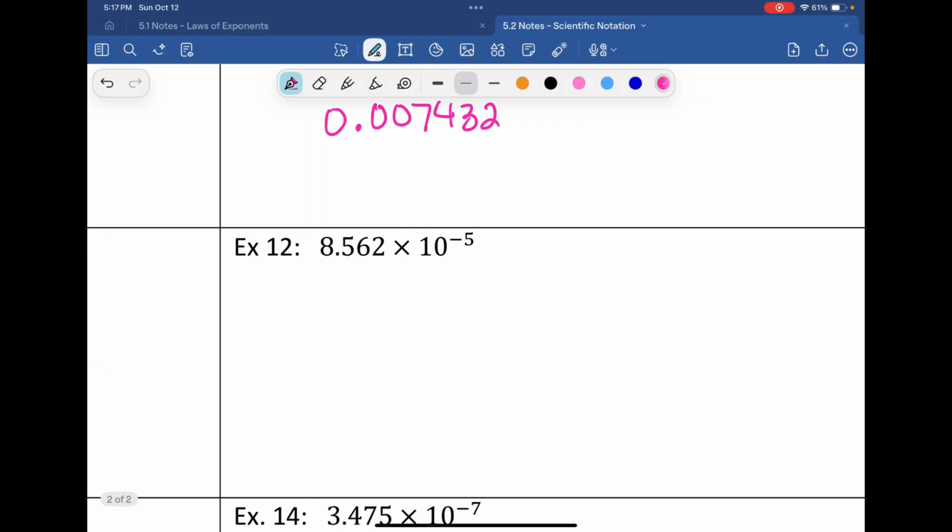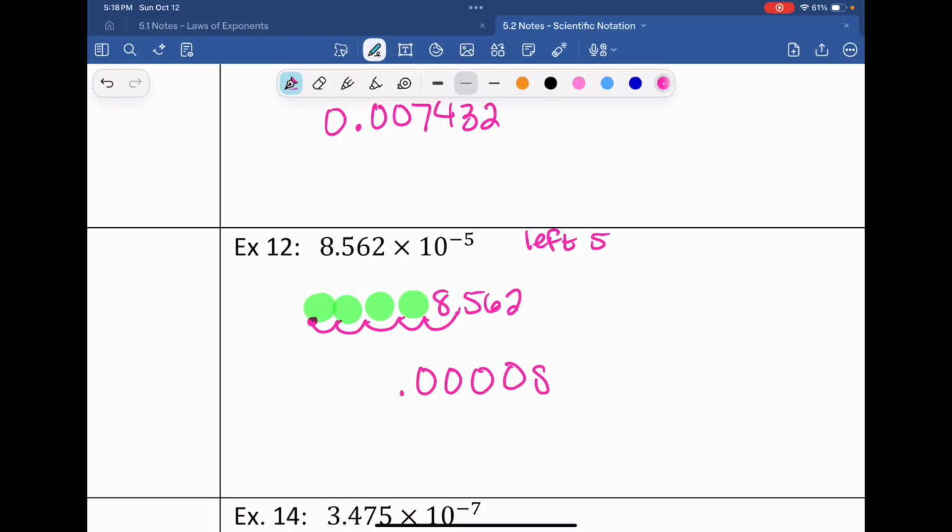This power of 10 is negative, so we want to go left 5 units. So 1, 2, 3, 4, 5. So I have 1, 2, 3, 4 empty places. Again, you can put a 0 in the front, it's not going to change anything.